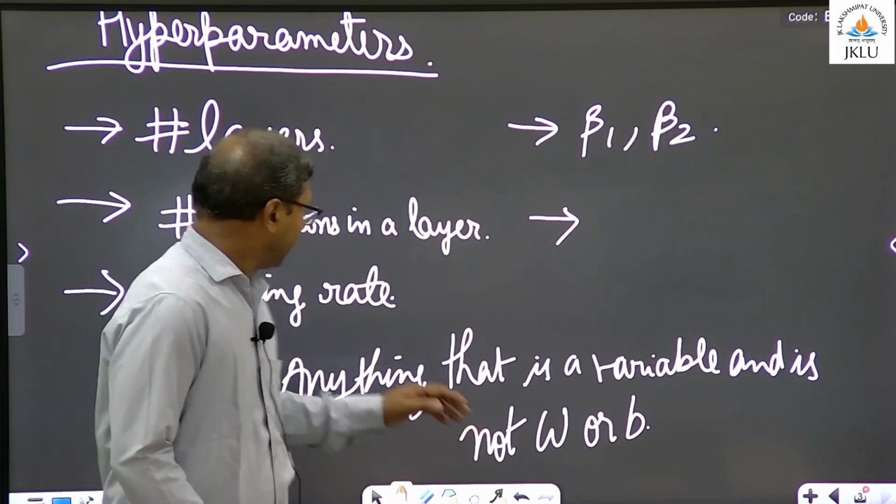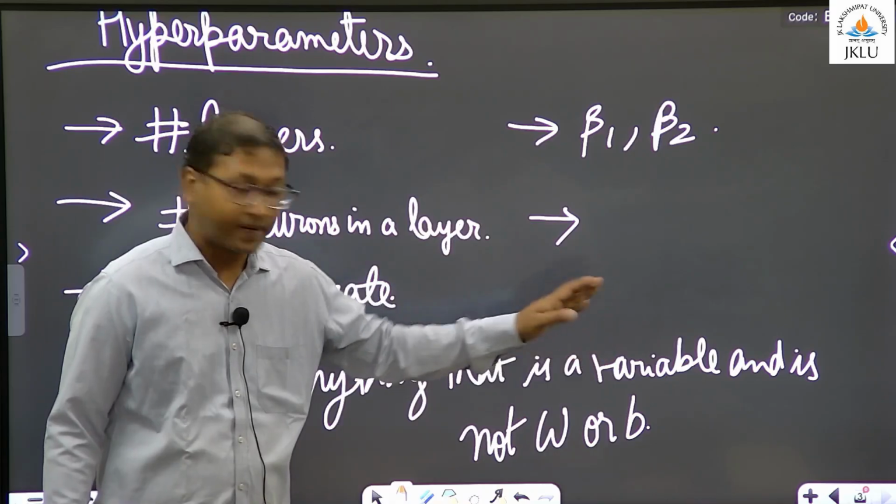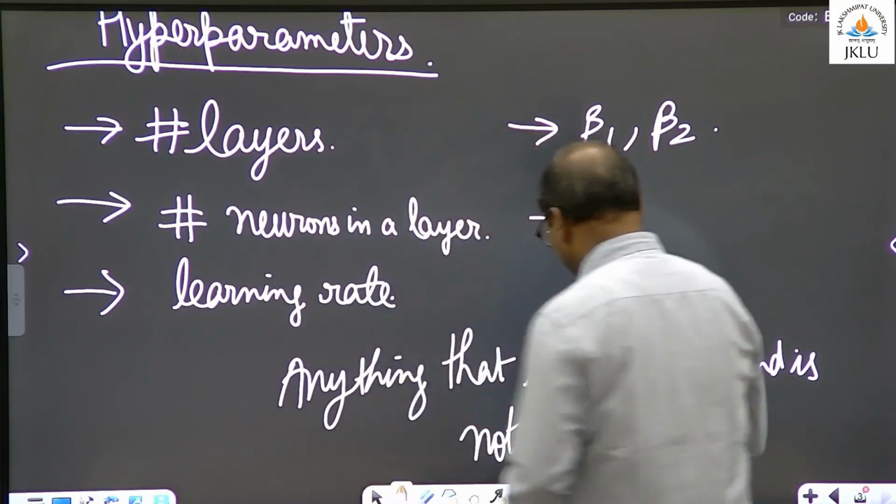So anything that is a variable, right, but is not W or B. Now what are W or B called?